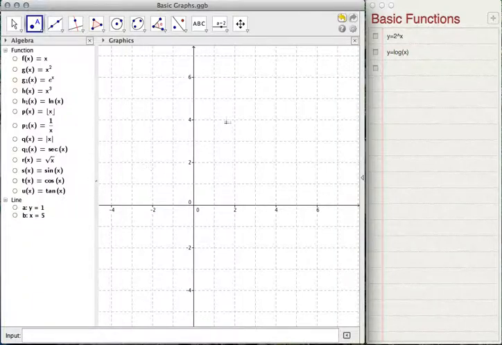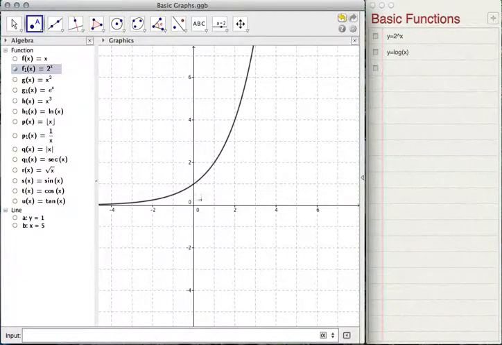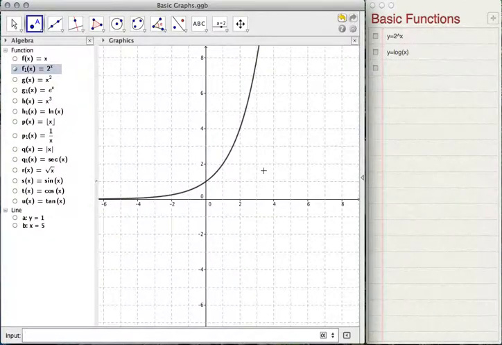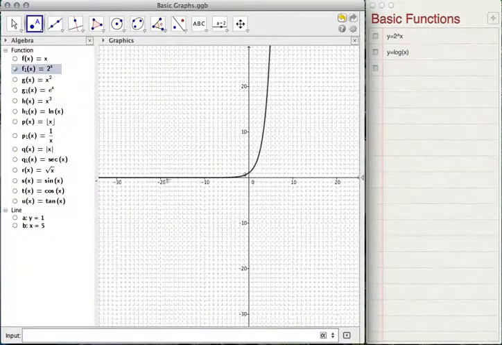Then there's a number of graphs that are exponential graphs. I don't have one typed in yet, so I'm going to type in y equals 2 raised to the x. And whenever x is in an exponent, you're going to get a graph that looks like this. I'm going to zoom out a lot. Notice it has a horizontal asymptote, and then it pretty quickly grows.